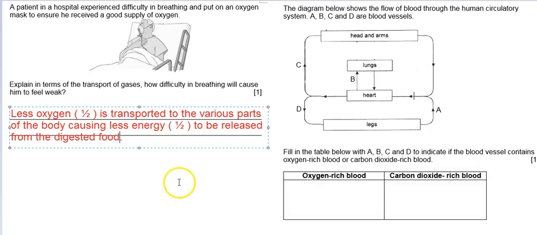Okay, so remember we need oxygen to release the energy from the digested food in our body. All right, let's look at the next part of the question.